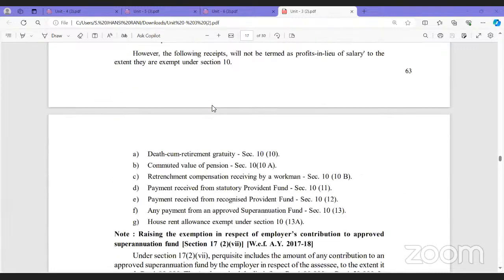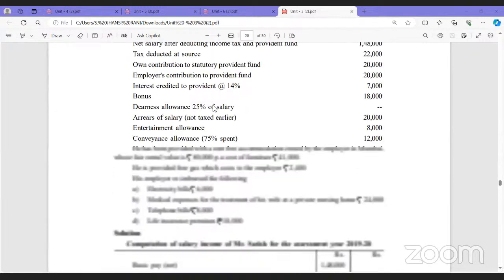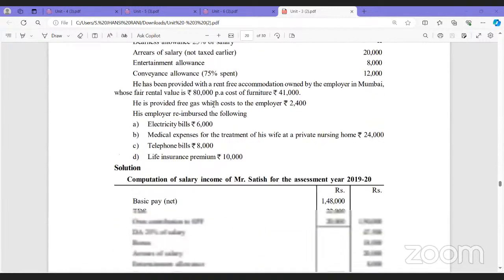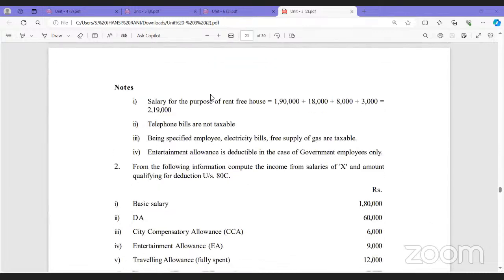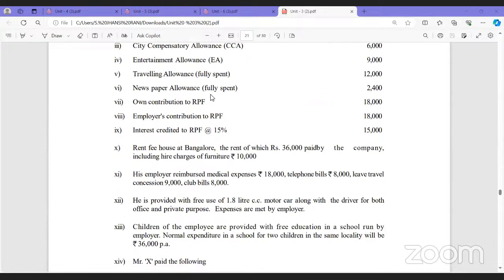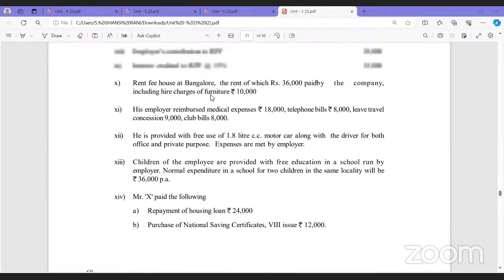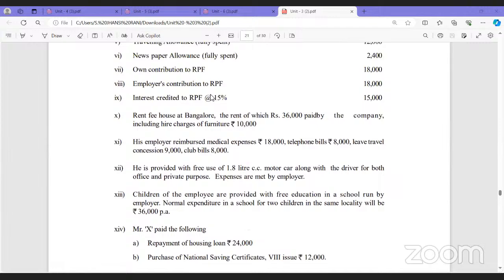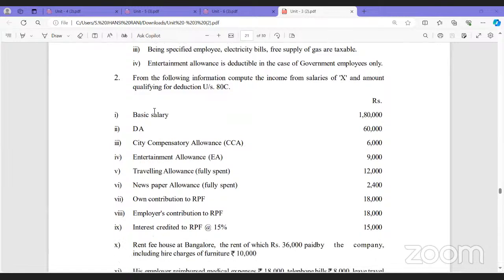Let's look at the problem. One full-fledged problem we look at. I think we have already done this. So just look at this question. From the following information, compute the income from salaries of X and the amount qualifying for deduction under section 80C.